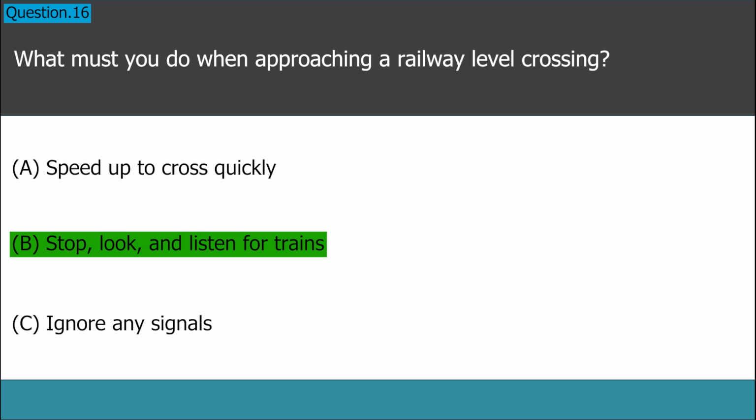Stop, look, and listen for trains. Safety at railway crossings is paramount. Always stop and check for oncoming trains.